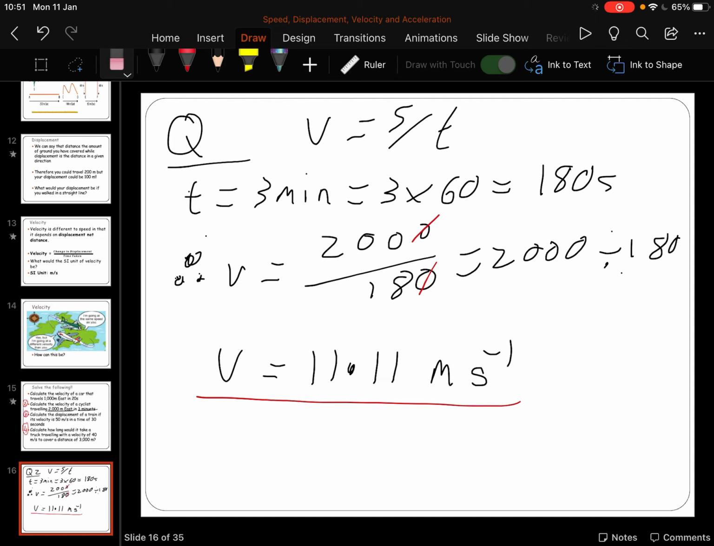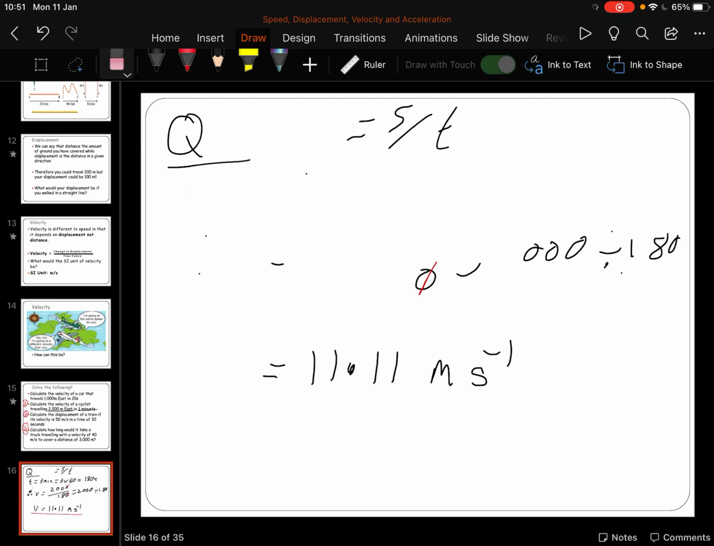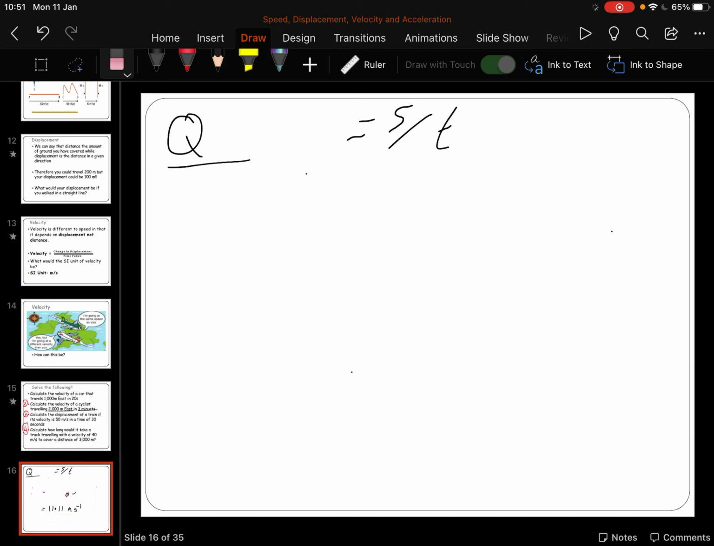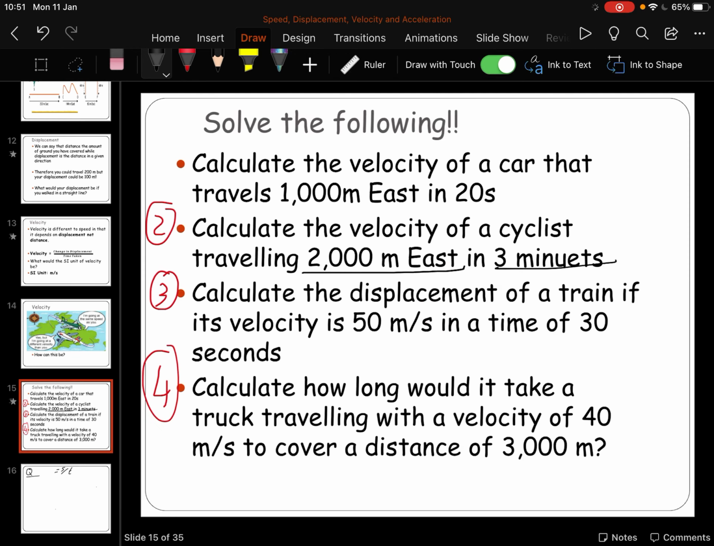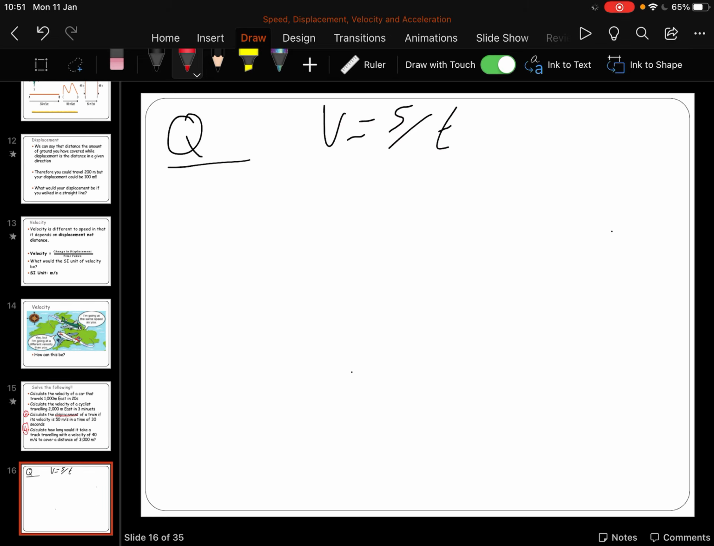Okay, that's question 2. So now we look at question 3. I accidentally rubbed out a bit of my equation, but that's fine. So we can take out question 2 there, that's done. So question 3: calculate the displacement this time of a train. All right, so first things first, calculate displacement.